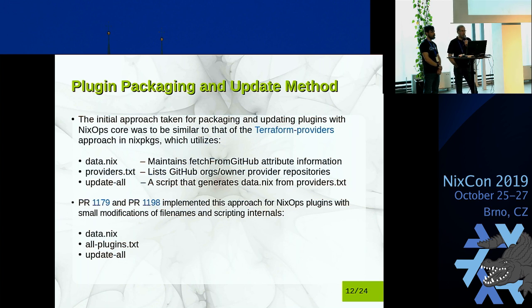So for the main PR that converted the NixOps core repo from monolithic to plugin, that was PR 1179. And a follow-on PR, 1198, implemented this approach. It's almost identical, just a little bit different with the file names. And the bash script got cleaned up a little bit to be a little more flexible.